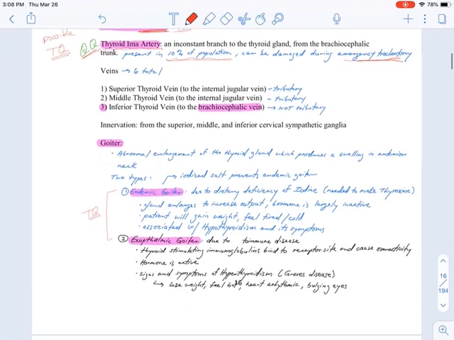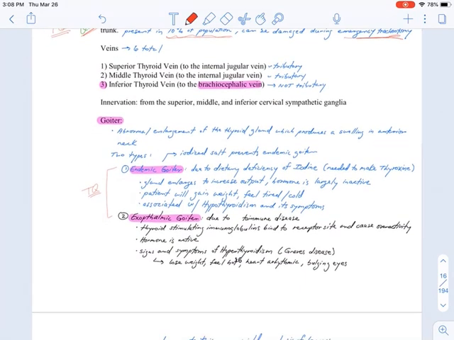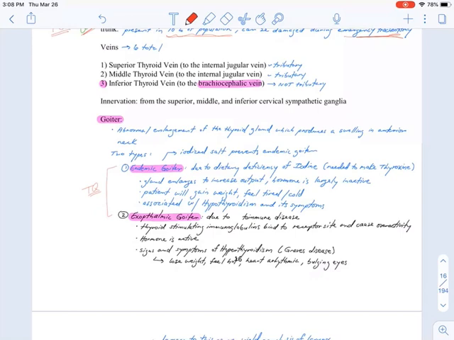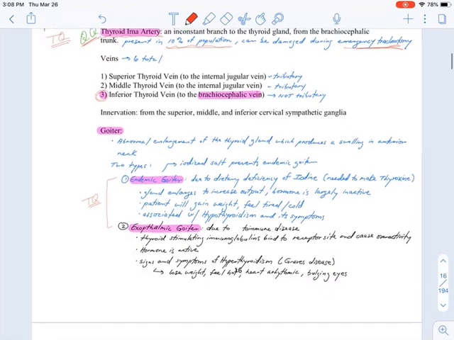You have 6 total veins that are extending out from your thyroid gland, superior, middle, inferior. Pretty straightforward. The thing that I'll point out here is your inferior thyroid vein is kind of your odd man out because it is going to your brachiocephalic, while your superior and middle are going to the internal.